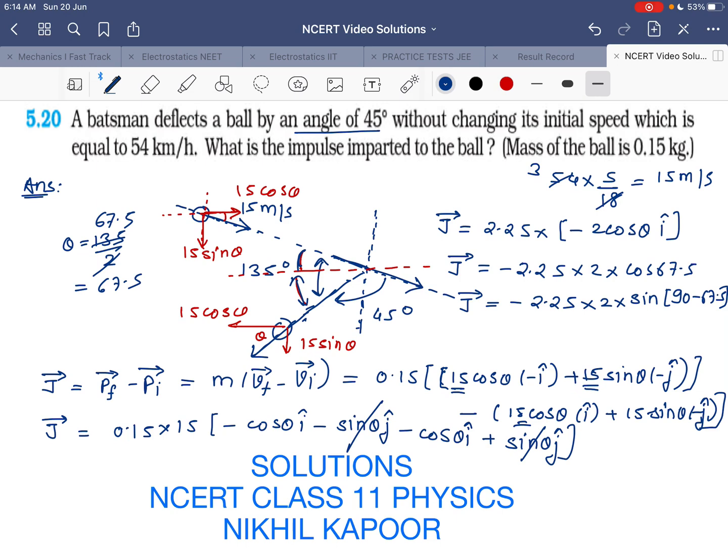So how much does that come out to be? 90 minus 67.5 is 22.5. So the impulse comes out to be minus 2.25 multiplied by 2, and 2.25 multiplied by 2 will be 4.5. We can solve this on your own. It will be cos of 67.5. That's the answer to this question. Thank you.